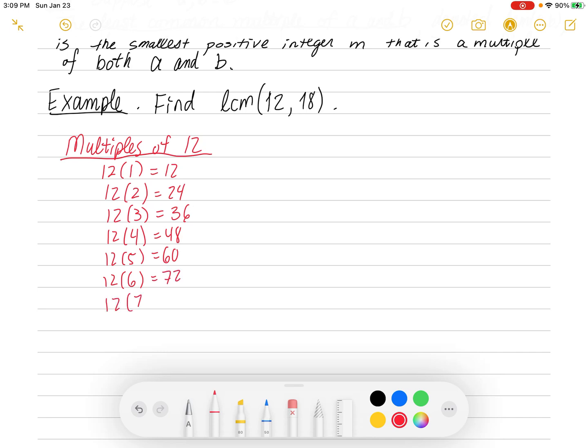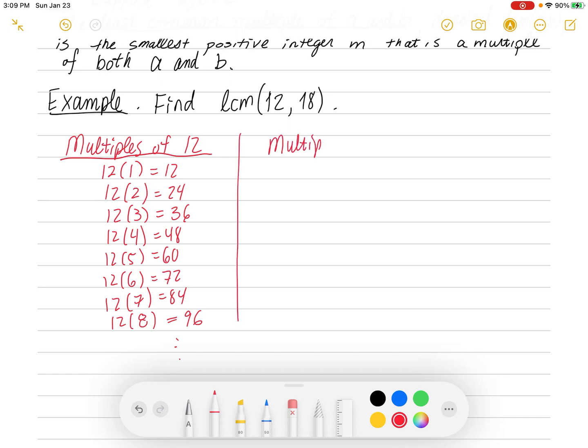12 times 6 is 72. 12 times 7 is 84. Oh, let's do 12 times 8. I missed 12 times 8. That's better, 96. Okay, we'll just stop there. It keeps going, right? Multiples keep going.